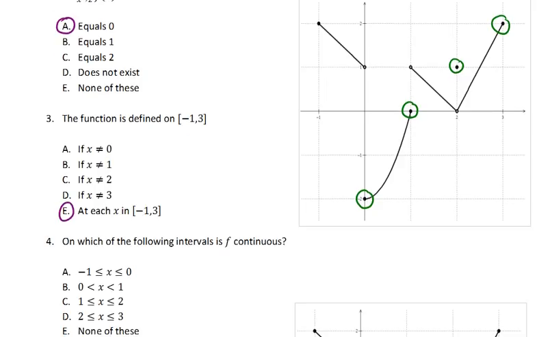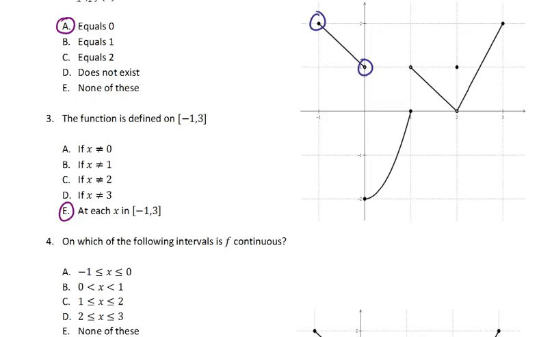And I'll scroll up a bit. In question 4 it says, on which of the following intervals is f continuous? Well, continuity and the function being defined are two different things. To be continuous, we must be able to draw the whole segment of the curve without picking up our pencil. And so the options are -1 to 0 inclusive.